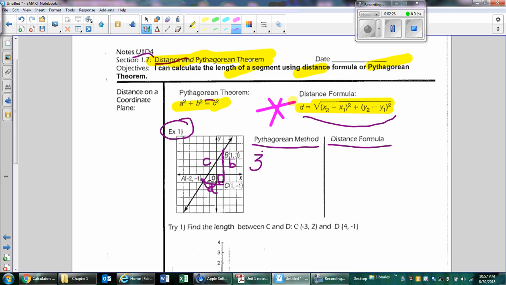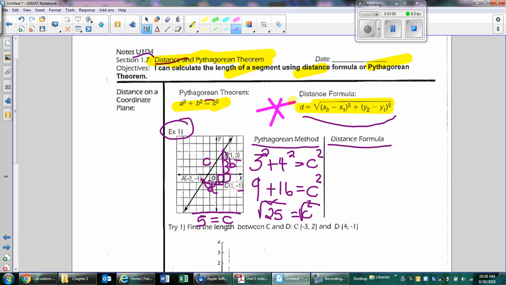So 3 squared, that is your a, plus b, which is from -1 to +3. If you count 1, 2, 3, 4, that is 4 squared. It's going to equal c squared. Okay, so 3 squared is 9, right? Plus 4 squared is 16, equals c squared. So this adds up to 25, which is c squared. But you're looking for c, so you have to take the square root of the number to get rid of the square. Then I'll end up with 5 equals c.